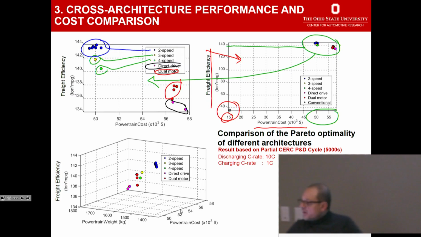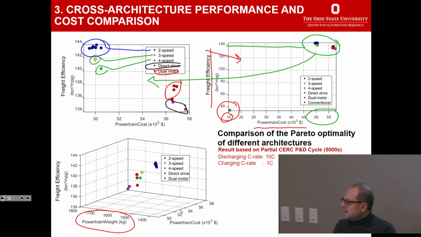And in this bottom plot, I threw in an additional criterion, which is also weight. So I have a trade-off. In my case, the ones that were best from a freight efficiency and cost perspective actually are a little heavier. So you have trade-offs.